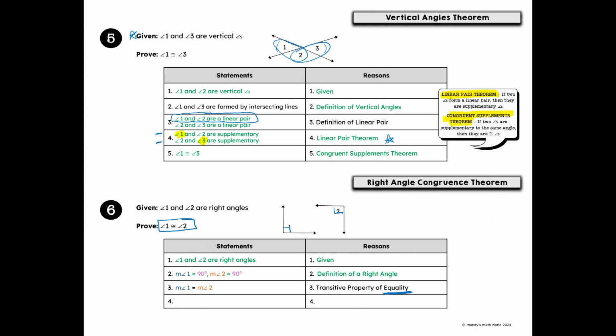Well, I'm trying to prove that angle 1 is congruent to angle 2, not that their angle measures are equal. So I have one more step to show that if their angle measures are equal, then the angles are congruent, and that is by the definition of congruent angles.